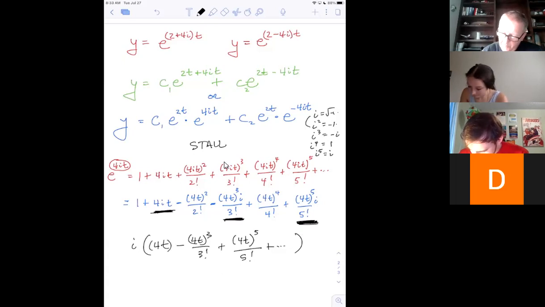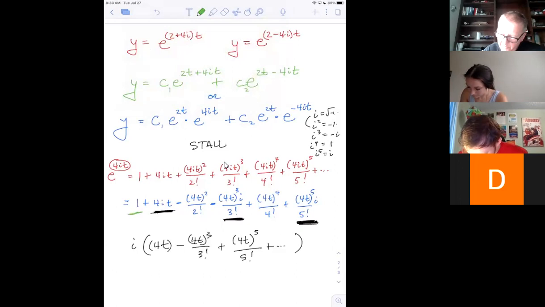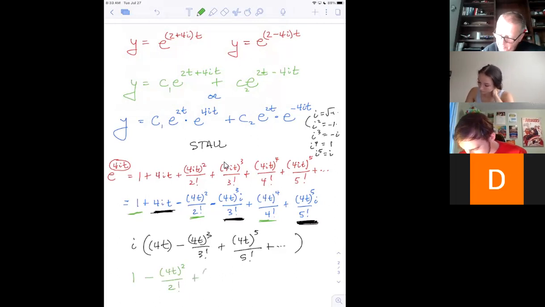I'm going to put that first 4t in parentheses. And then let's look at the non-i terms. There's these non-i terms, and so those are 1 plus, and I guess it's minus 4t squared over 2 factorial. And then it's plus 4t to the 4th over 4 factorial, and so on and so forth.